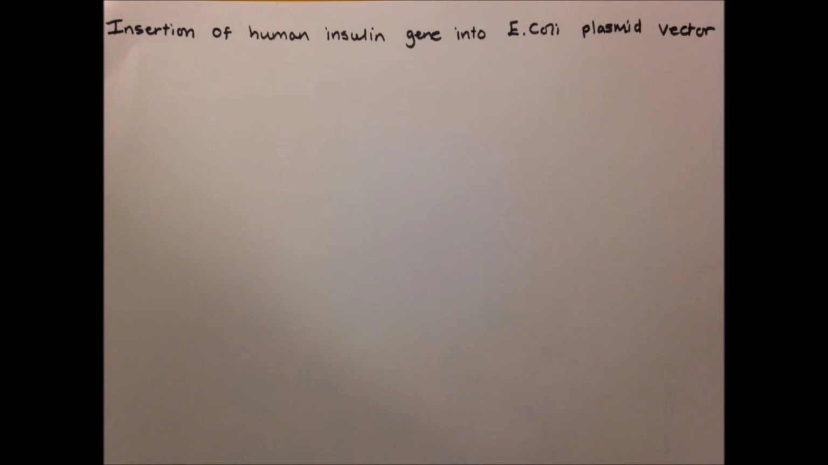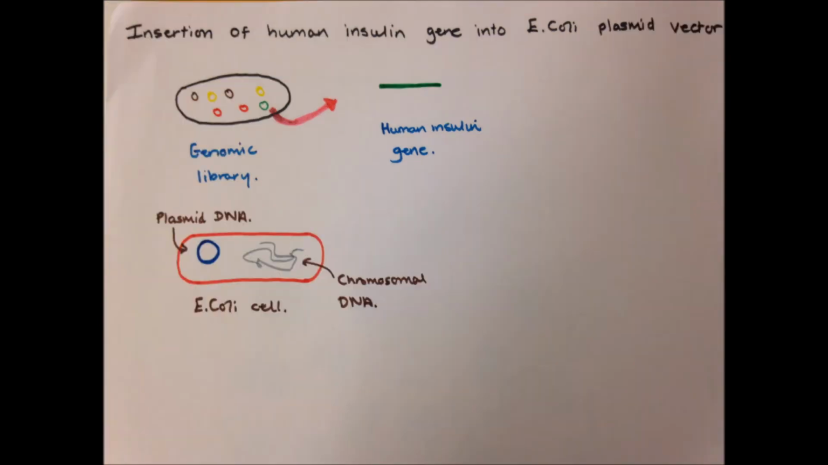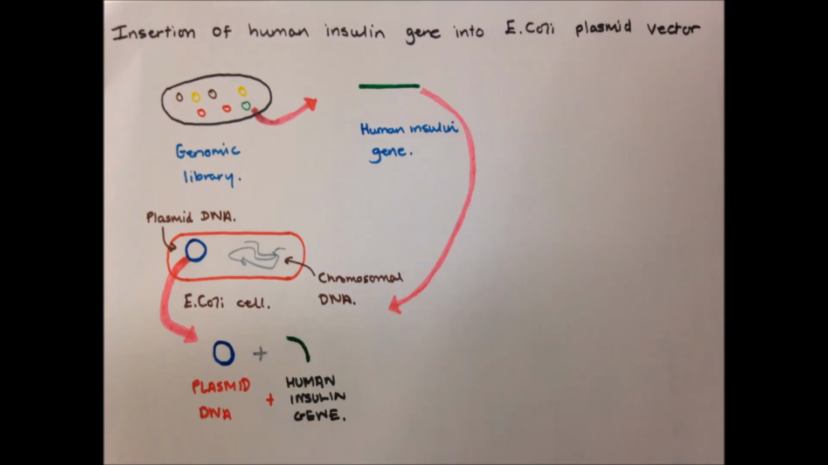So we took, for example, a human insulin gene and inserted it into an E. coli plasmid vector. We took our human insulin gene from a genomic library. We took our plasmid DNA from an E. coli cell. These two fragments are going to give us our rDNA molecule using restriction enzymes and ligase.